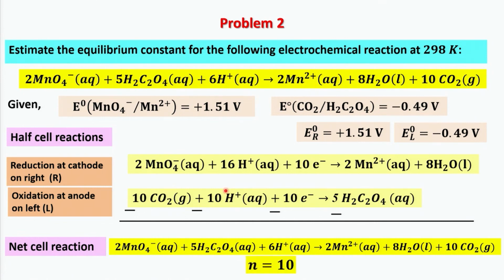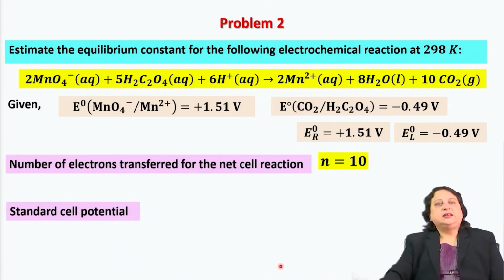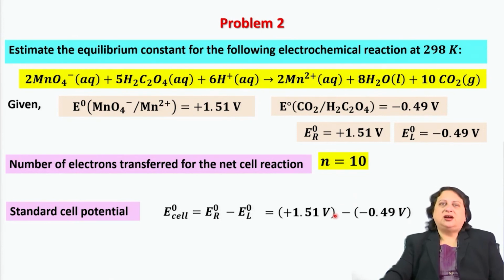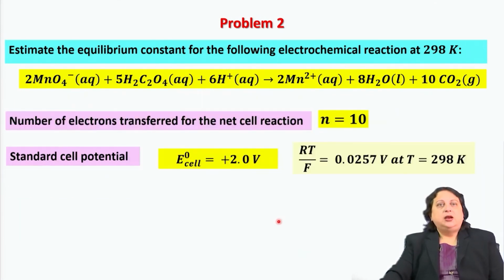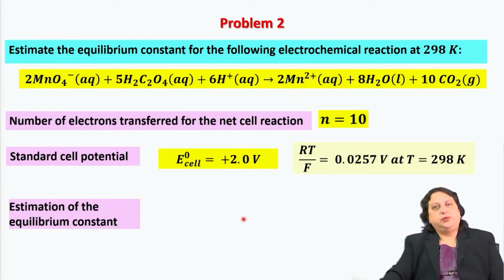And how do I do it? The first thing I note is that for the net cell reaction, N is equal to 10. Not only that, the standard cell potential is going to be E naught R minus E naught L, where these values are given to you. So, what is E naught R minus E naught L? That is 1.51 volt minus of 0.49 volt. That gives me the standard cell potential as 2.0 volt. Now, with this information, I can estimate the equilibrium constant.